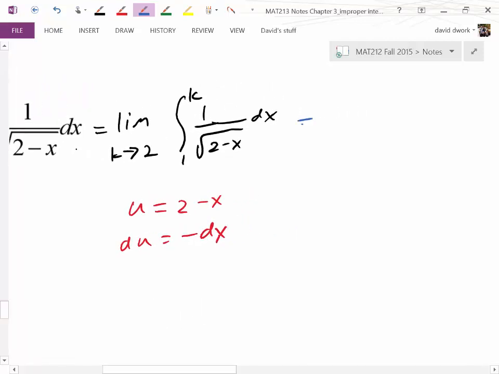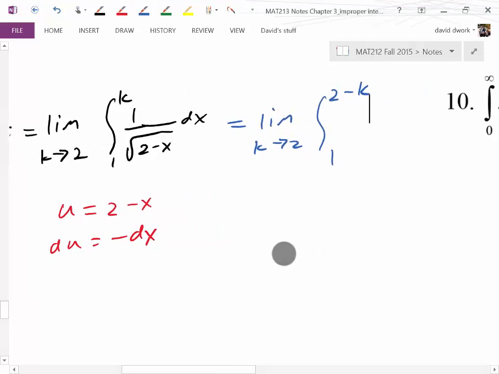So I'm going to go ahead and say, all right, so we got the limit as k approaches 2. Now for my bounds of integration, if I use my little translation here, I can substitute in 1. So this is going to be 2 minus 1, which is going to be 1. And then, interesting here, I'm going to substitute my k, so this is going to be 2 minus k. And that's okay. You can see it's still dividing by 0, because it's going to be 2 minus 2 when we evaluate the limit. So it looks a little funny, but it all works.